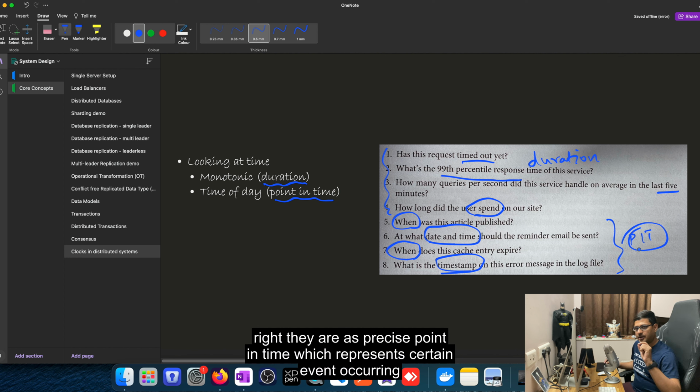They are a precise point in time which represents a certain event occurring. So the article was published at exactly 10 a.m. on 25th May 2025, and so on, right? So these are the two ways of looking at time when it comes to software engineering. Now let's discuss the problems with clocks, especially when it comes to distributed transactions, right?